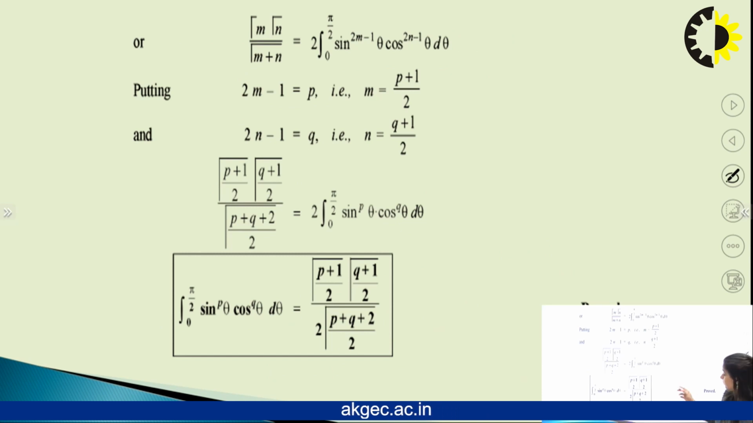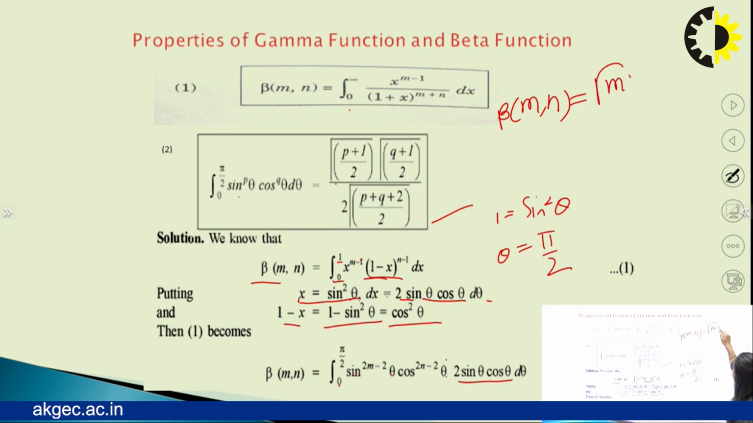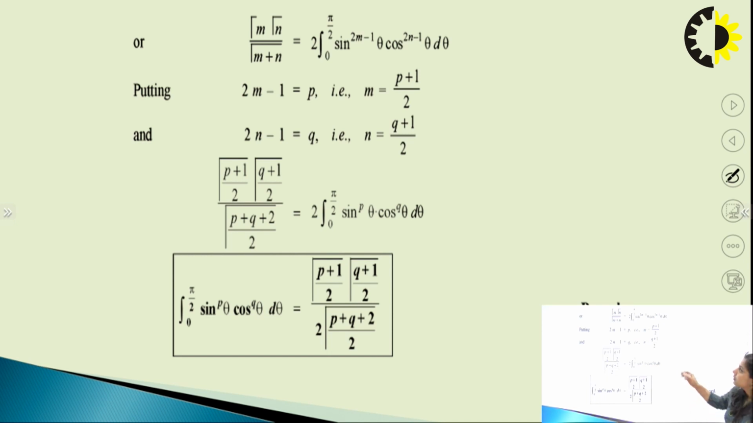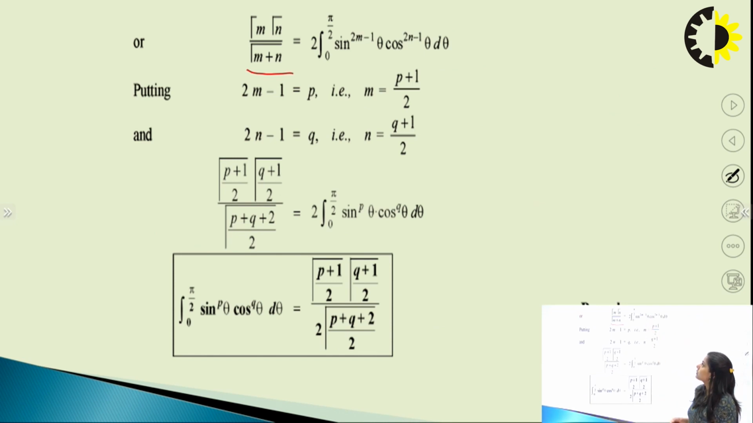Now we know that beta(m, n), this is the property of beta function and gamma function, beta(m, n) is equal to gamma m gamma n upon gamma of (m plus n). So we put here the value of beta(m, n): gamma m gamma n upon gamma (m plus n) is equal to 2 integration 0 to pi by 2 sin^(2m-1) theta cos^(2n-1) theta d theta, after we simplify this.